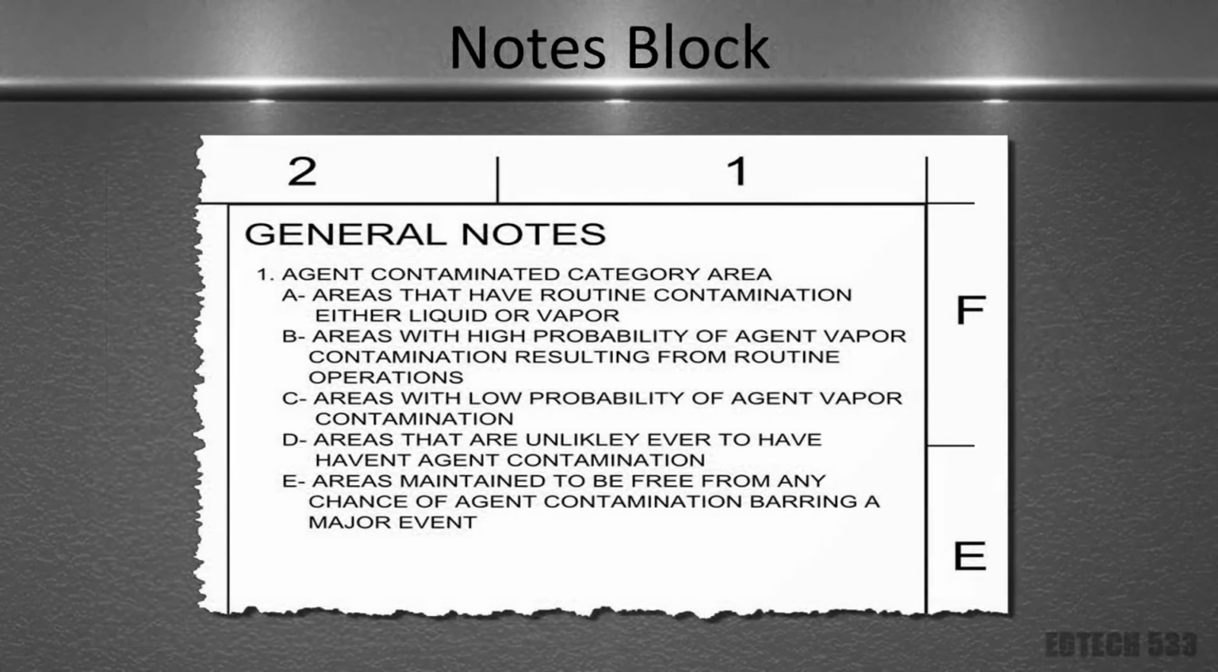Above the revision block is the notes block. The general notes block is just a block for engineers to communicate to the readers of the drawings some basic information that would not be clearly defined on the drawing itself. In this example, we're explaining the different agent contaminated category areas. But I could easily put references to other drawings, give more information about particular items on that drawing, and so on.